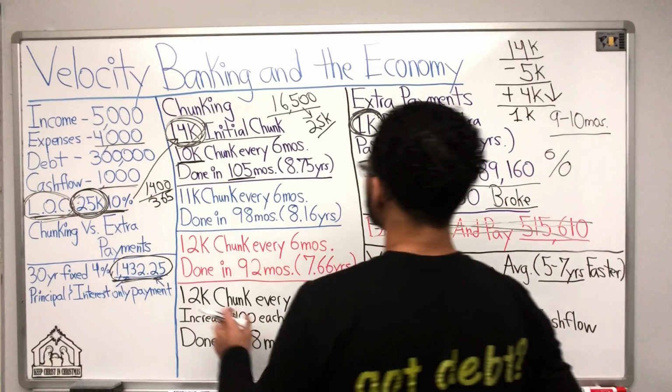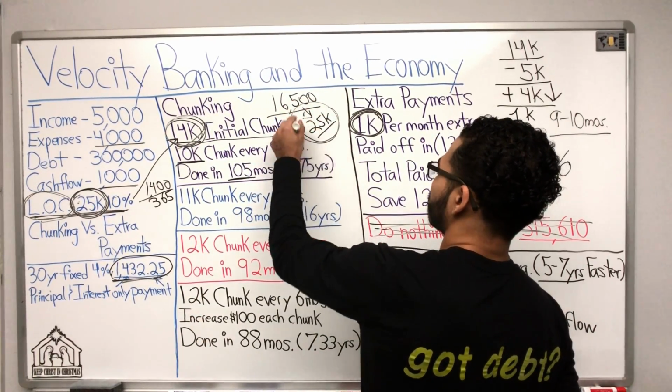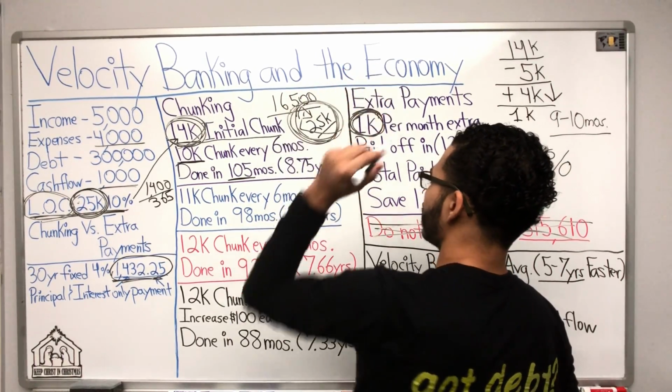Whereas over here, I can do everything at once. I've got my savings right there. I've got my emergency right there. I've got my investment right there.